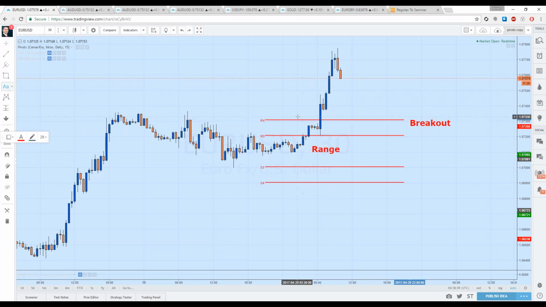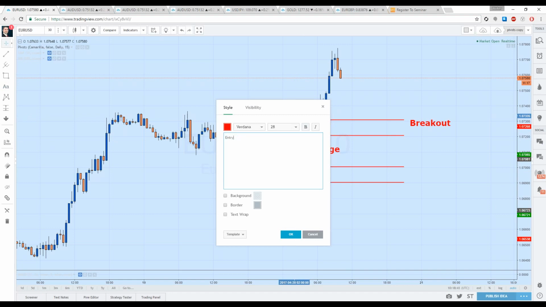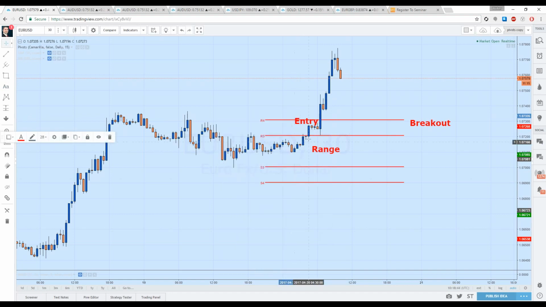The easiest way to do this is to set entries to buy the market above this point.